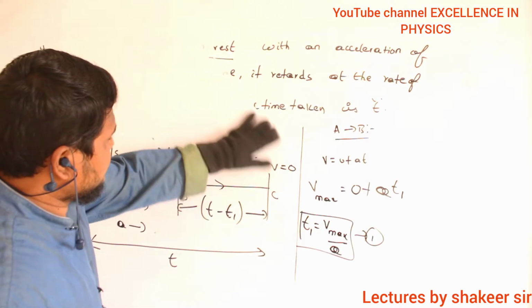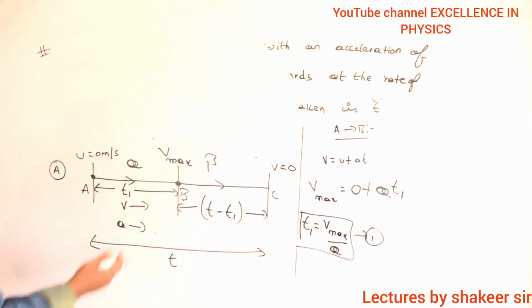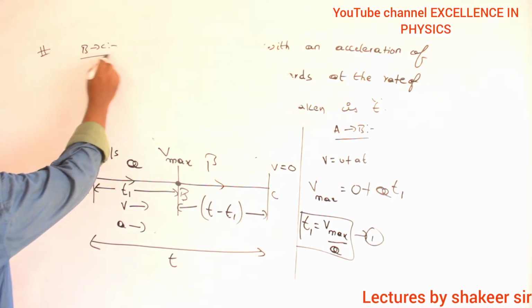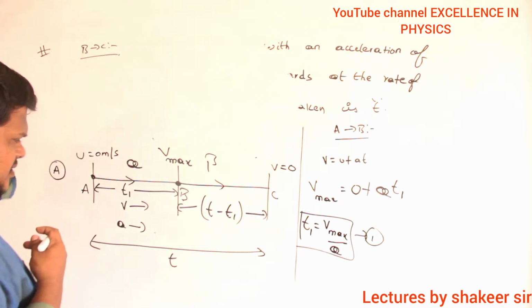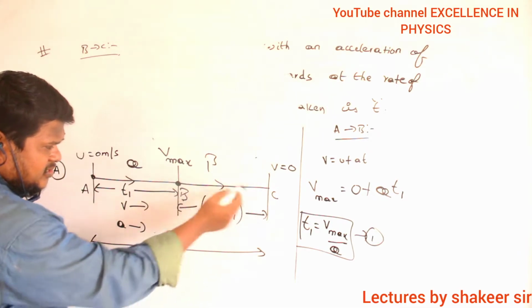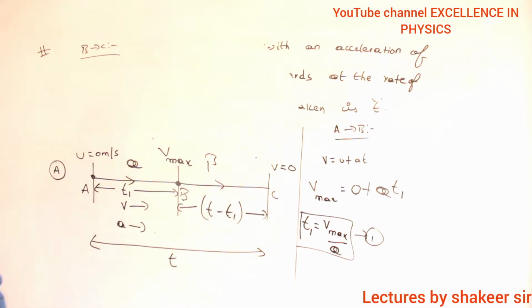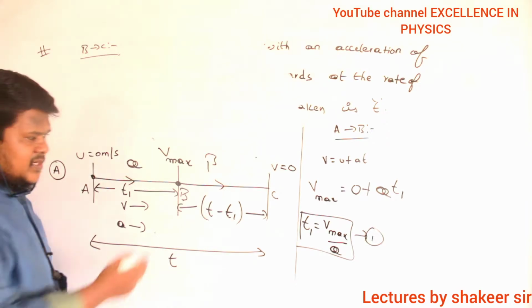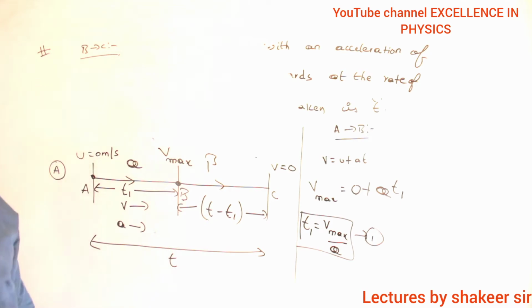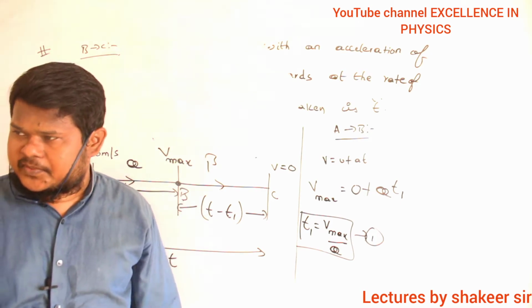Okay, ma? Which is the second condition here? The second condition is from B to C. So here which equation can I use? From B to C, is it uniform motion or non-uniform motion? Non-uniform motion. Why is it non-uniform motion? Because the body is retarding, no? If the body's velocity is changing, definitely it is non-uniform motion. That is what we have studied.